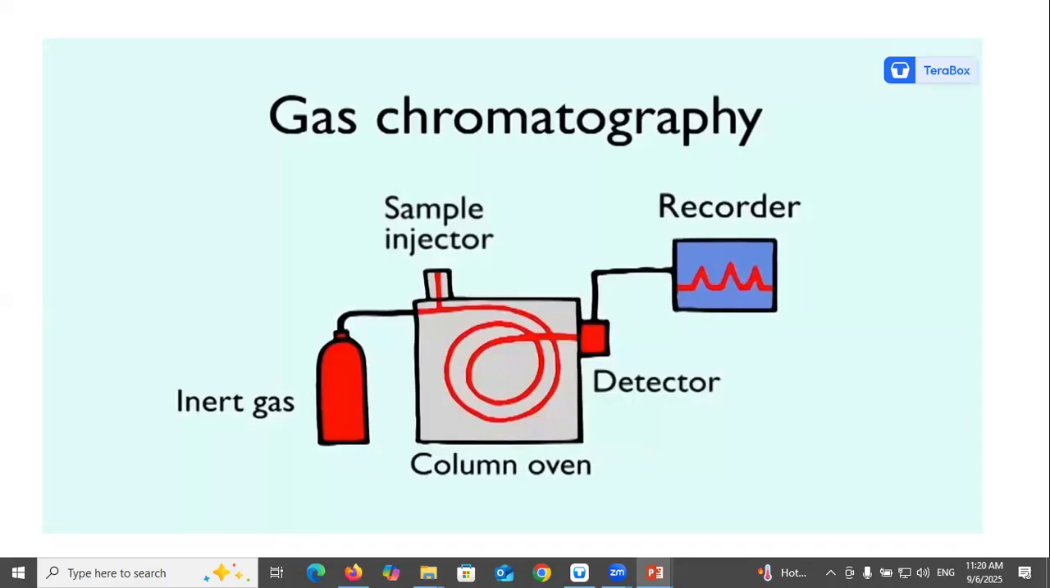This is the diagrammatic representation of gas chromatography: inert gas, sample injector, column, detector, recorder.